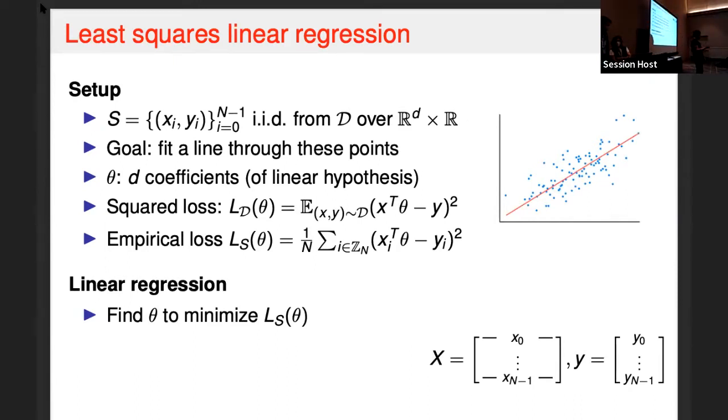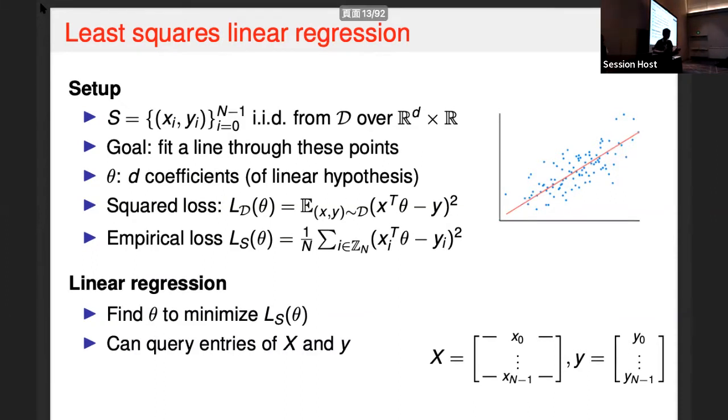Okay, so we will assume that our input will be written in matrix form. That is a capital X and the vector Y, such that the rows of matrix X are typically x_i, and the entries of Y are typically y_i. And we are allowed to make queries to entries of capital X and Y.